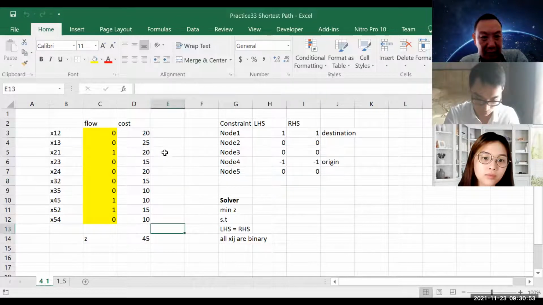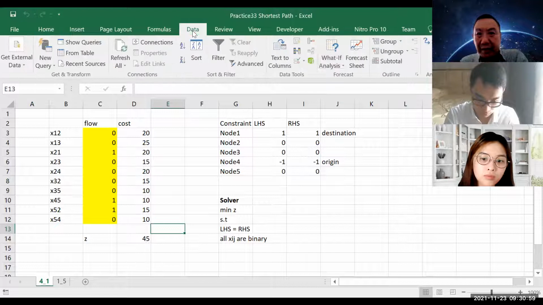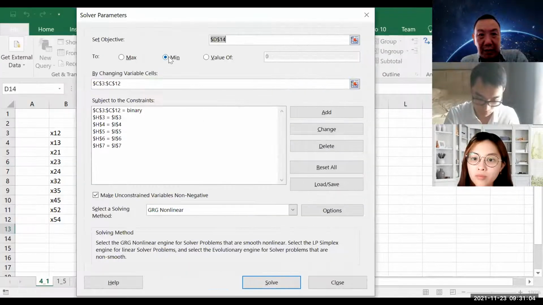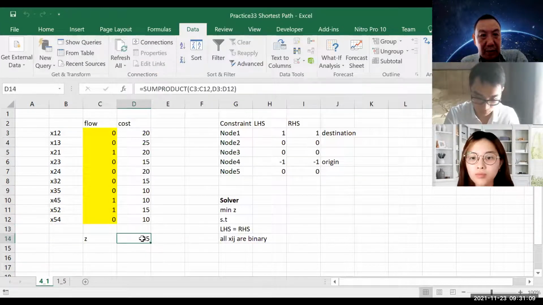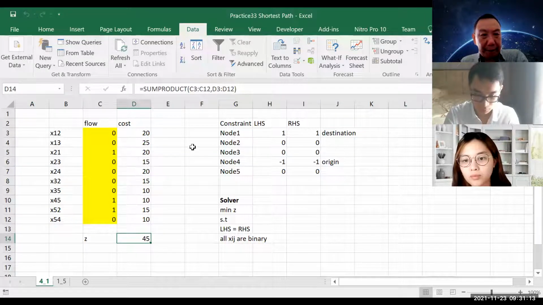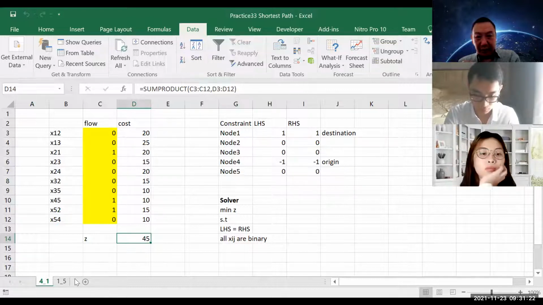So once you have done this, the solver, right? Minimize the objective, which is the sum product of flow and cost. Then you can get this result. And then you can go to the next one.